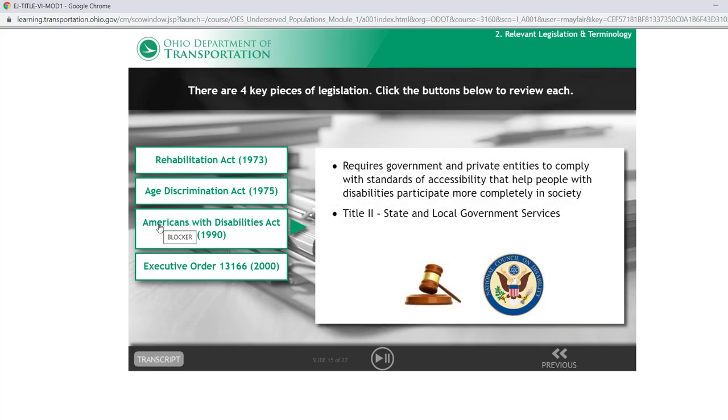The Americans with Disabilities Act of 1990 requires governmental and private entities to comply with standards of accessibility that help people with disabilities participate more completely in society. Title II of the Act outlines requirements for state and local government services.